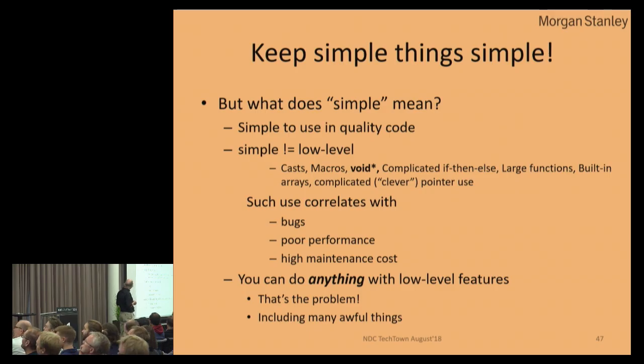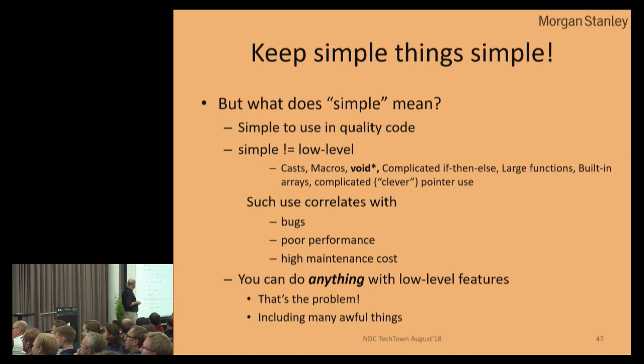Okay, keep simple things simple. In my opinion, simple means simple in quality code. It does not mean the lowest level facilities. It's fairly easy to tell people to use a macro and a void star and an int. The problem is that it's also very easy to make bugs at that level that cannot be caught by any analyzer or compiler. So you want to get away from that. And so simple does not mean low level. I mean simple in real use.